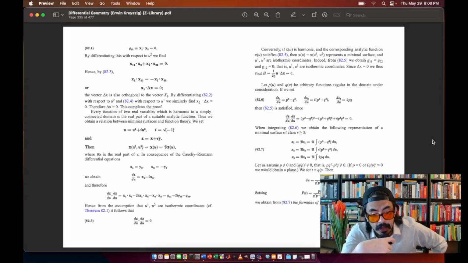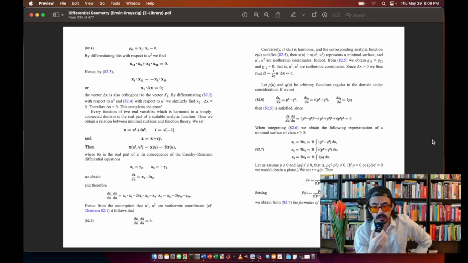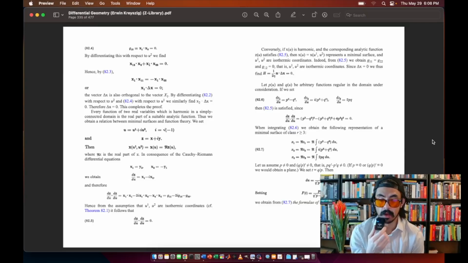Hence, from the assumption that u1 and u2 are isothermic coordinates, refer back to theorem 82.1, it follows that the scalar product of dz/du with dz/du is equal to 0. Conversely, if x of u is harmonic and the corresponding analytic function z of u satisfies what I just read, the dz/du scalar product with itself equals 0, then x of u, equivalently x in terms of u1 and u2, represents a minimal surface, and u1 and u2 are isothermic coordinates.